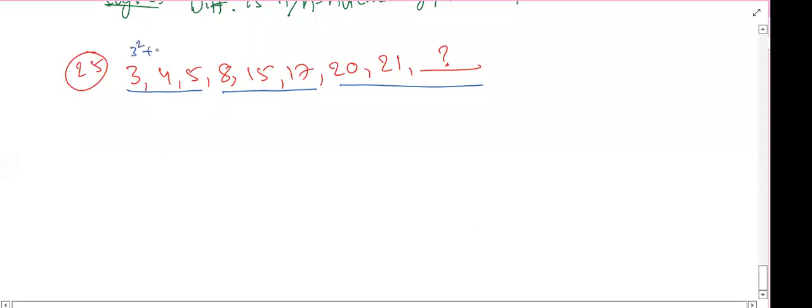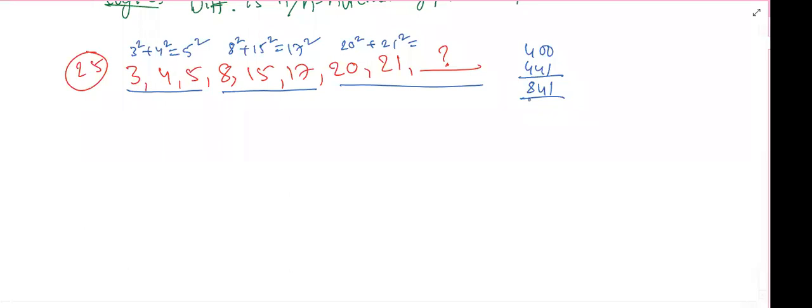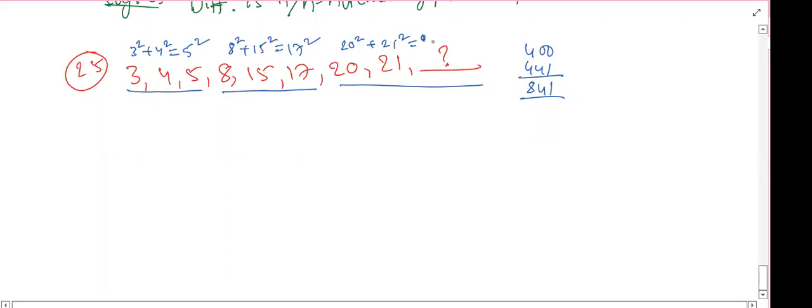3, 4, and 5 are completely Pythagoras: 3 square plus 4 square equal to 5 square. 8 square plus 15 square equal to 17 square. Then 20 square plus 21 square equals how much? 20 square is 400. 21 square is 441. Sum is 841. Is it a perfect square number? 841. 29 square is 841. 29 into 29, it is 841. So then your answer is?